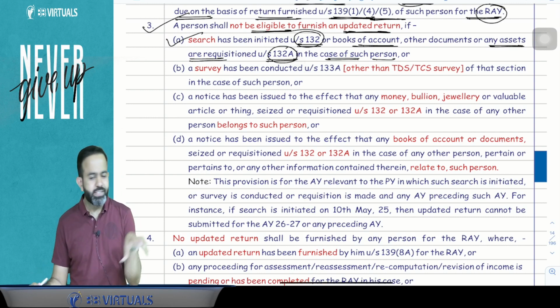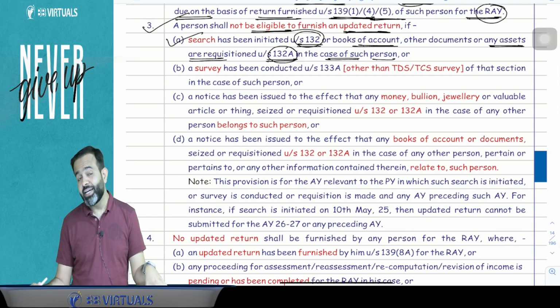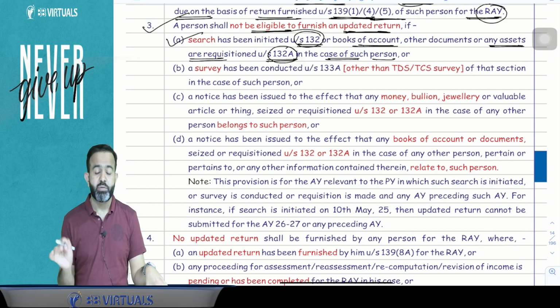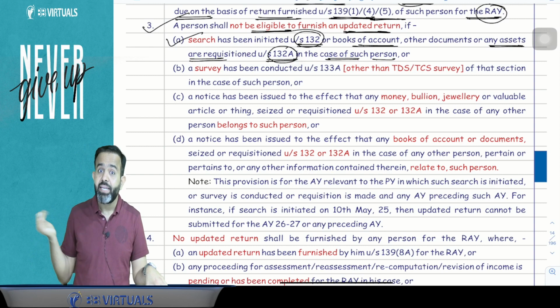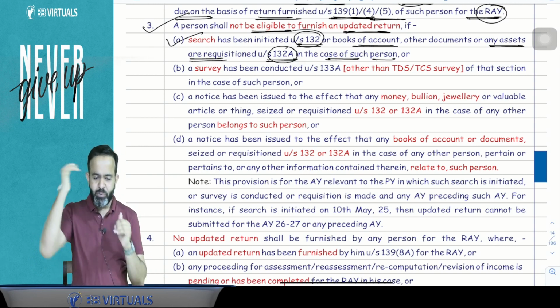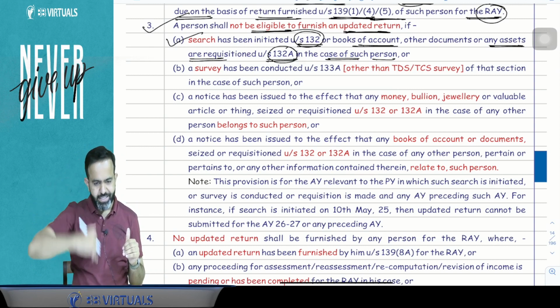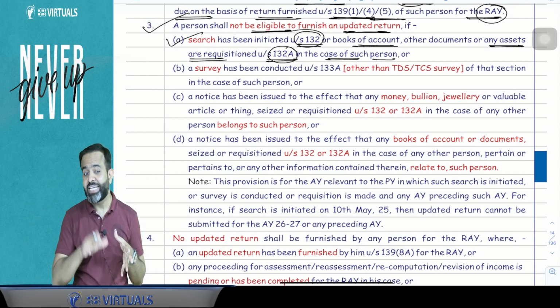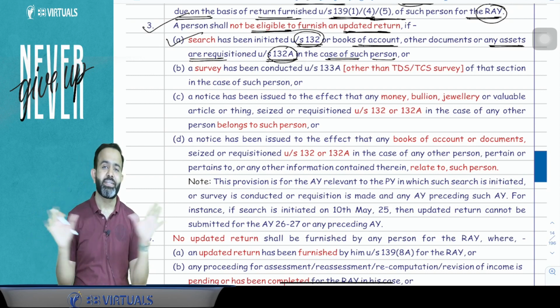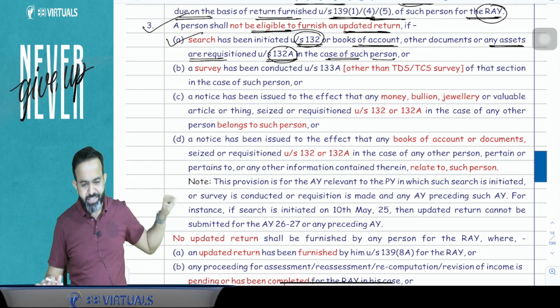So guys, suppose a search is conducted, then you cannot file the updated return for that year as well as any earlier year. Means suppose a search is conducted in the current year, then you cannot file the current year updated return, as well as the earlier year's updated return. They clearly mention this in the note.